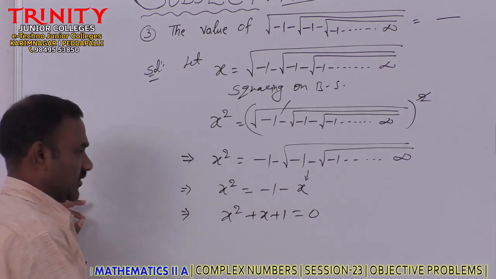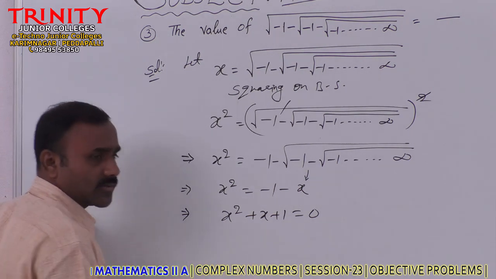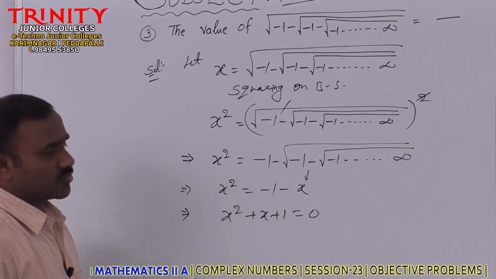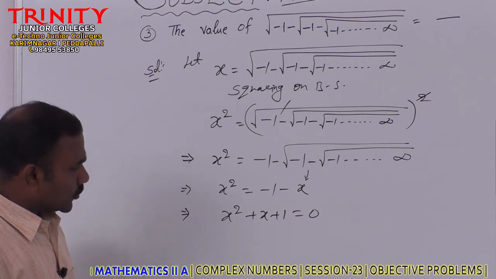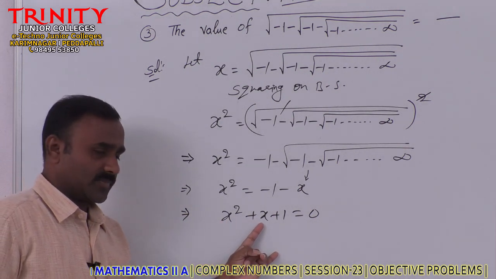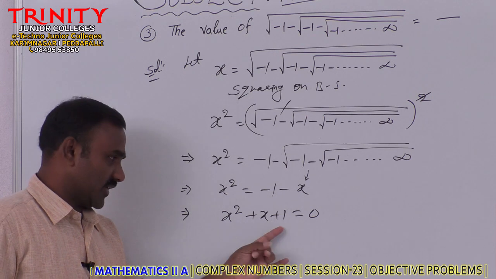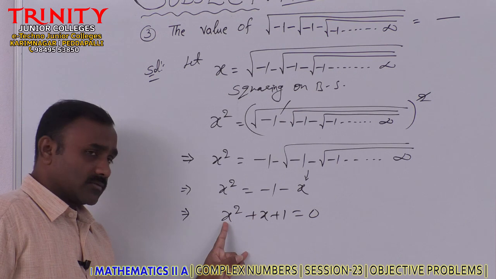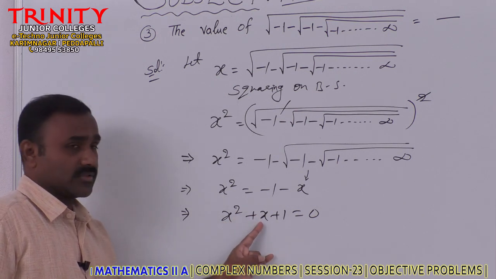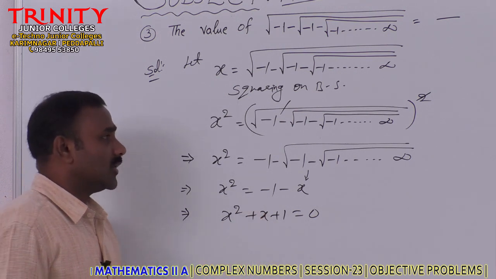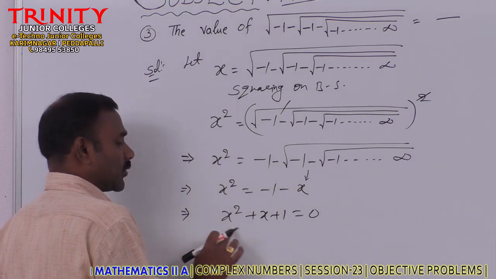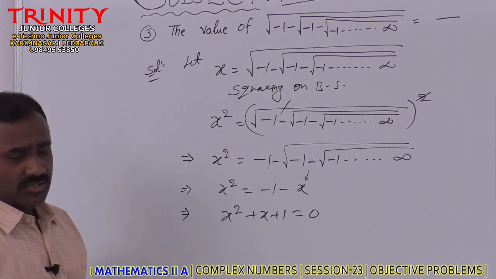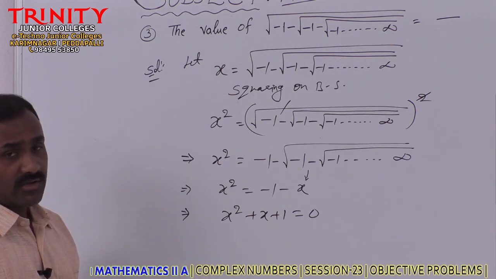Go for factorization. 1 into x square, that is x square. While multiplication we should get x square, and adding or subtracting those two numbers, we should get the middle value. But here it is not possible. Why? Because 1 into x square gives x square, 1 plus 1 is 2, 1 minus 1 is 0, so we are not getting the middle value. That's why, to find roots of a quadratic equation, we have two processes: one is factorization, the other is using the formula.